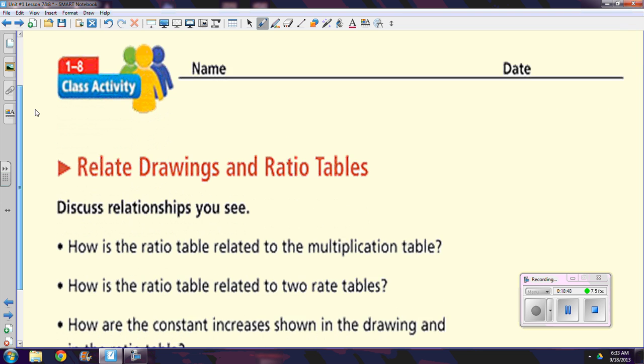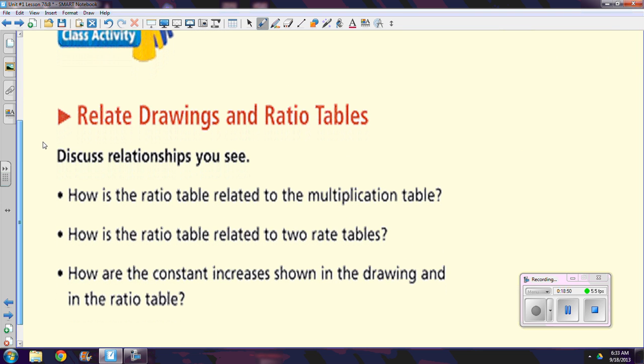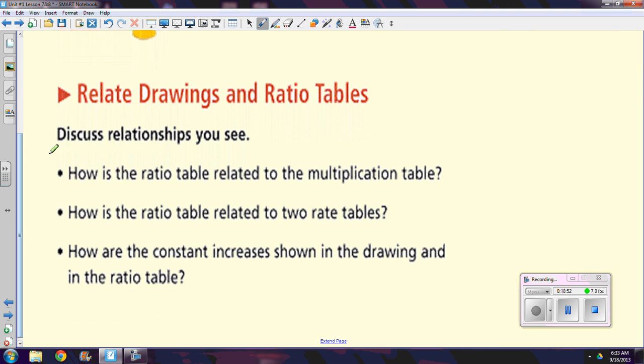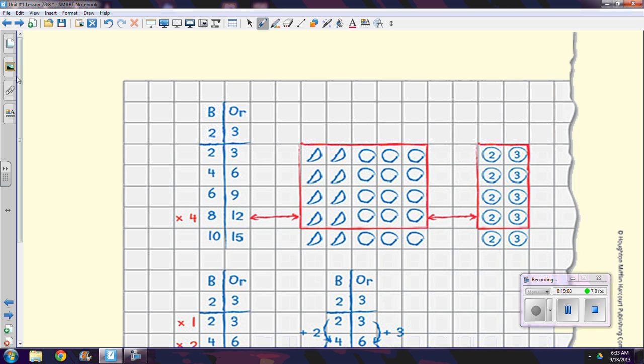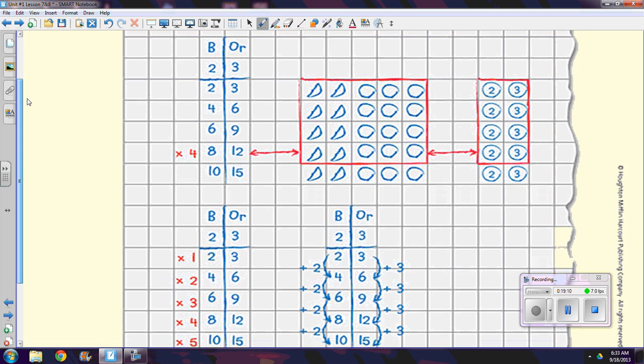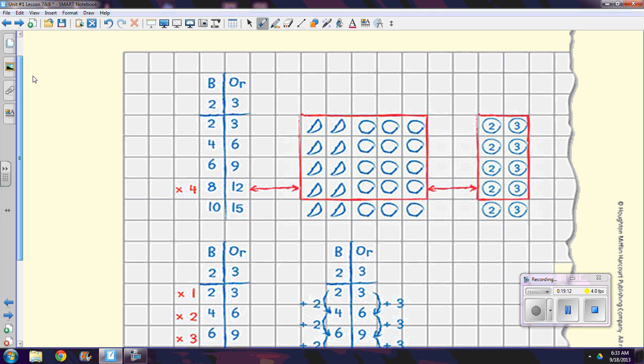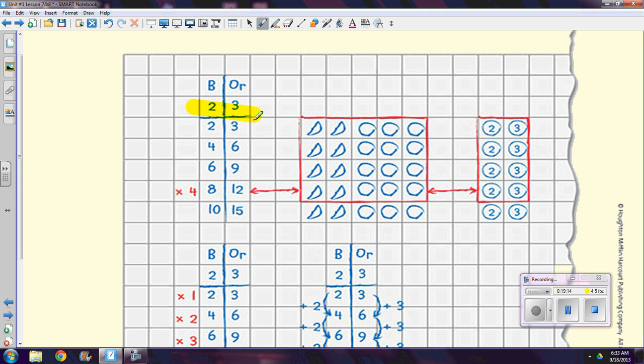All right, page 24, relate drawings and ratio tables. Discuss relationships you see. How is the ratio table related to a multiplication table? How is the ratio table related to 2 rate tables? How are the constant increases shown in the drawing and in the ratio table? So if you look at this drawing right here, you can see the different ways to represent basically the same information.